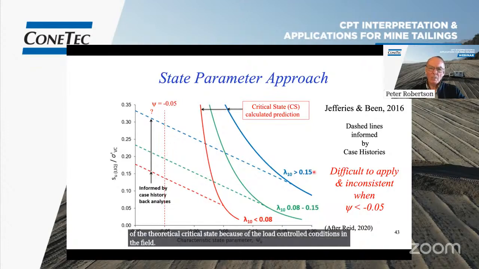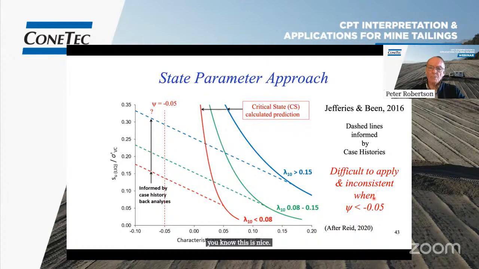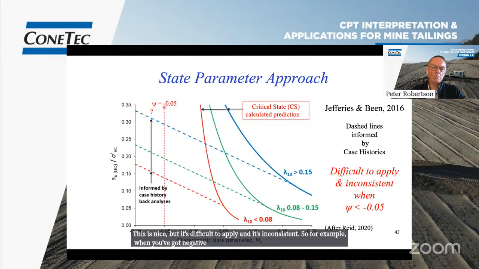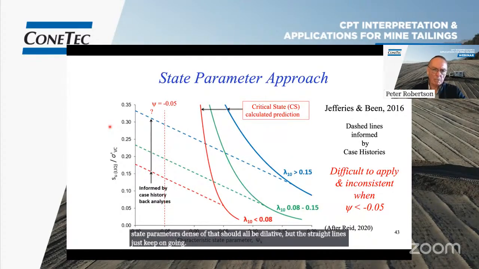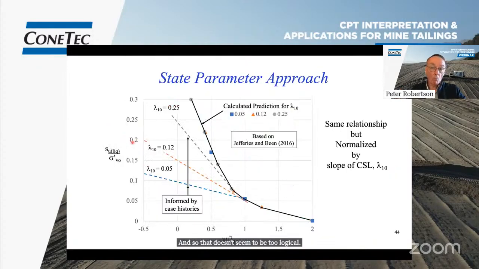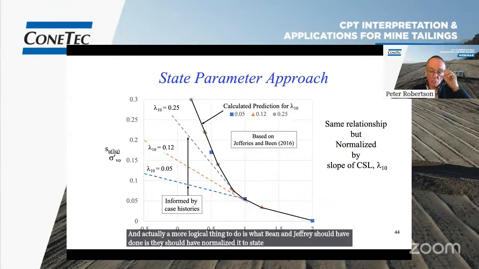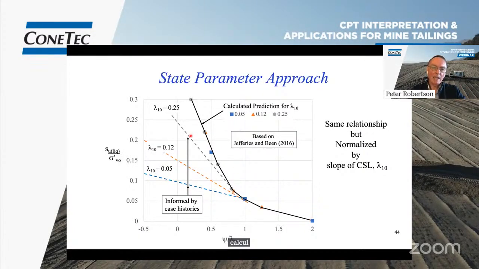So, this is nice, but it's difficult to apply and it's inconsistent. So for example, when you've got negative 0.05 state parameter, in theory, state parameters denser than that should all be dilative, but the straight lines just keep on going. And so that doesn't seem to be too logical. And actually a more logical thing to do is what Been and Jefferies should have done. They should have normalized it to state parameter divided by the slope of the critical state line. Then you get a single calculated critical state, and then each of the straight lines become these straight lines.